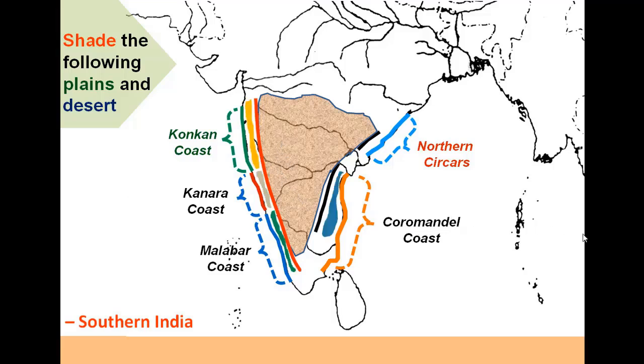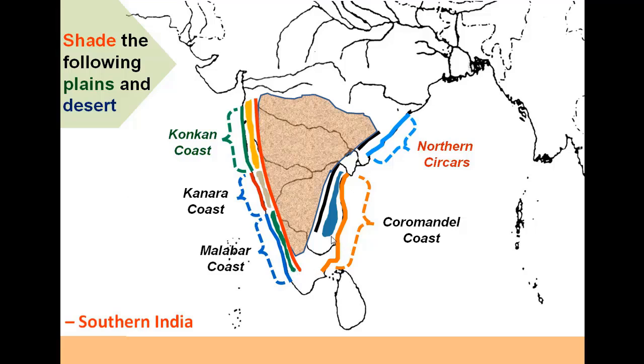Now we'll see where it is to be marked. The orange color shaded part is the Konkan Plains, followed by that the grey color shaded part is the Kanara Plains, and the green color shaded part is the Malabar Plains. Now we'll go to the east coast of India.